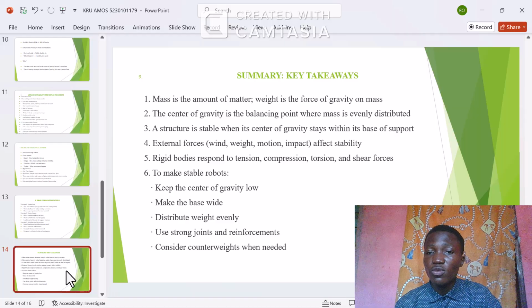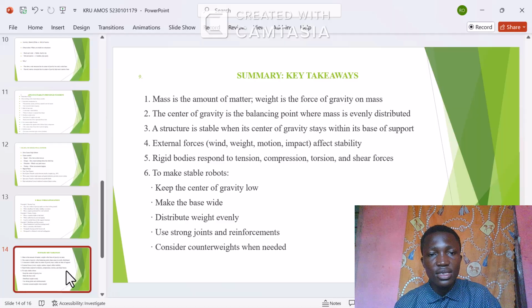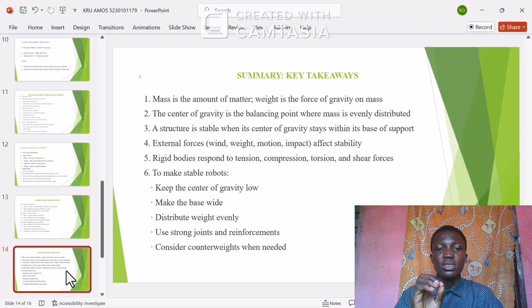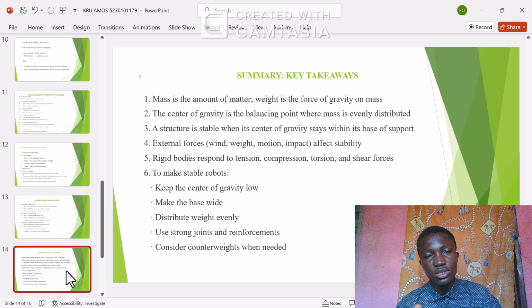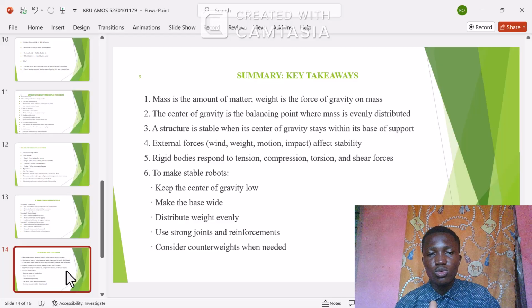Weight is the force of gravity on mass. The center of gravity is the balancing point where mass is evenly distributed. A structure is stable when its center of gravity stays within its base of support. External forces, such as wind, weight, motion, and impact, affect stability. Rigid bodies respond to tension, compression, torsion, and shear forces.